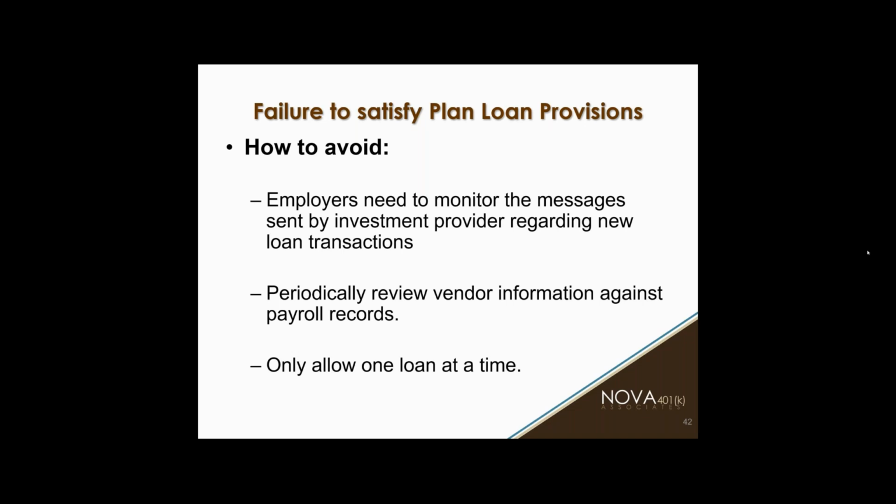Generally, to make this a little bit simpler to track, we only allow one loan at a time for a participant per our plan documents. Technically, there's no limit. Somebody could have like 4 or 5 different loans, but we try to design our plan documents to avoid that kind of complication.